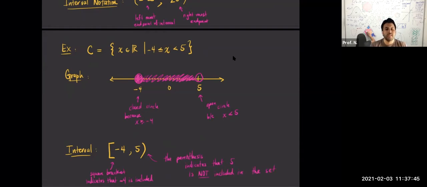Okay. So we're understanding now how to go from set builder, to graphing, to interval, and back from interval, to graphing, to set builder. Kinda.